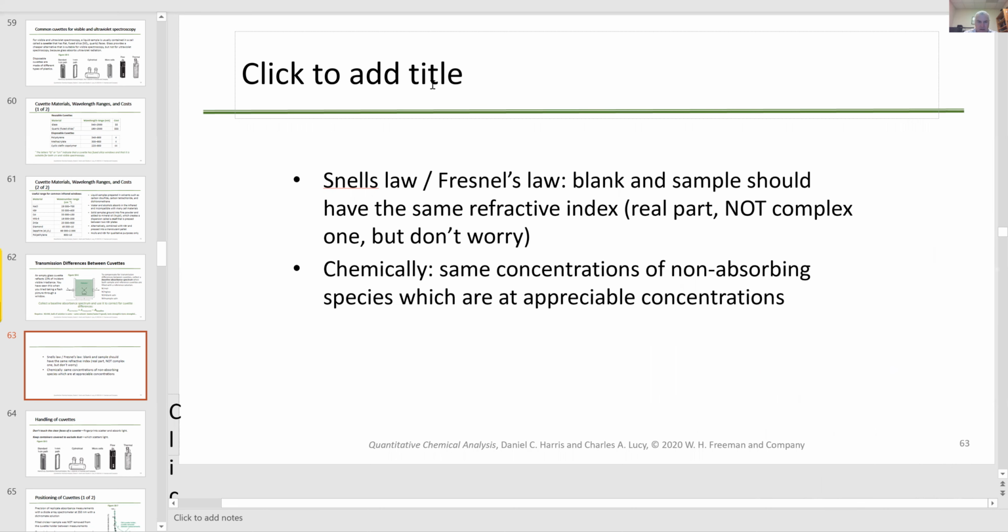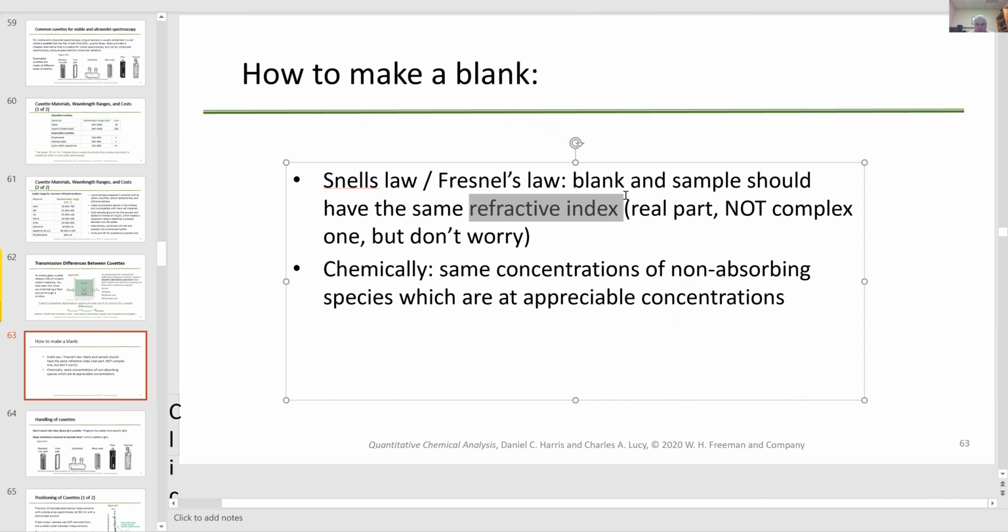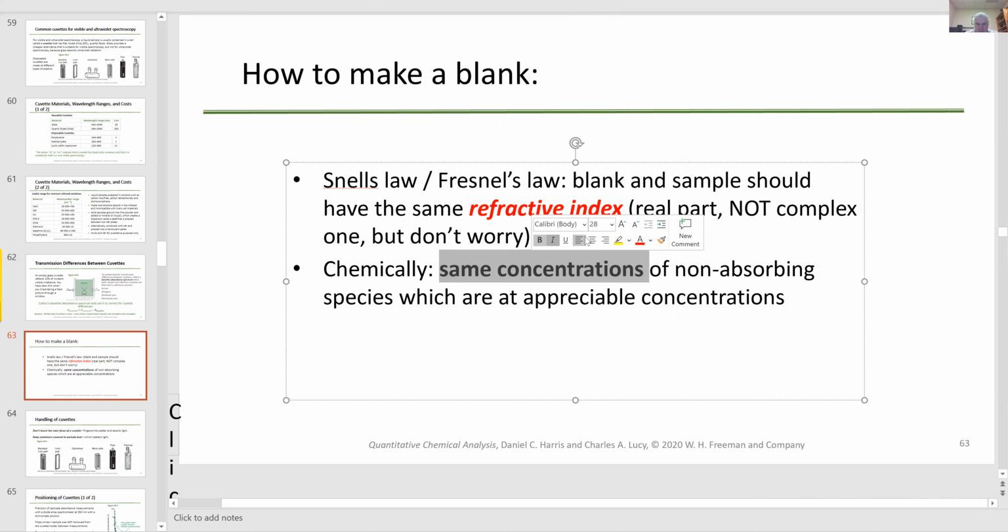So this is going to be how to make a blank. From the fundamental perspective, we need the same refractive index in the two solutions, and that means the same concentrations of the non-absorbing species, which are at appreciable concentrations.